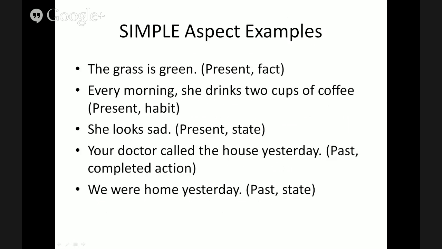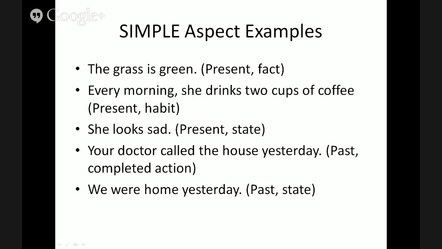Here are some examples. So you have the grass is green. It's in present tense. It's a fact. Every morning, she drinks 2 cups of coffee. Present habit. The other thing here with habits is that you often have certain phrases that go along with it, like every morning, or once a month, or twice a week. Those are often going to be habits.